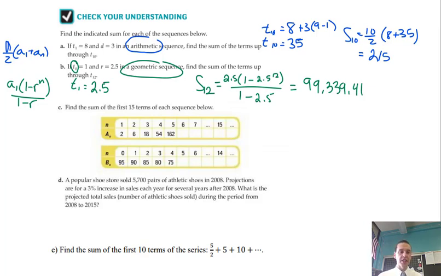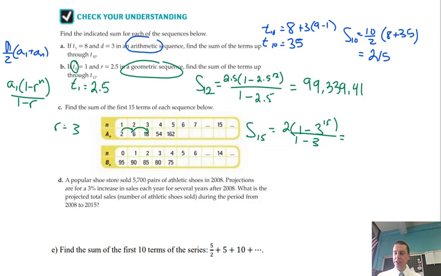C, find the sum of the first 15 terms. Looking at the first chart, how do we go from 2 to 6, 6 to 18? Well, our ratio is 3. All we are going to do is S of 15 equals our first term 2, (1 minus 3 raised to the 15), all over 1 minus 3.